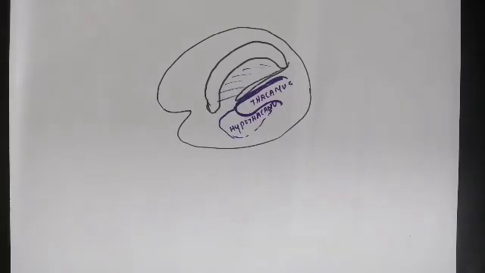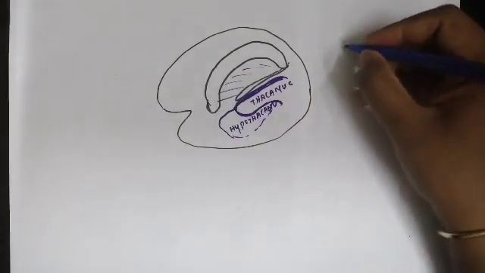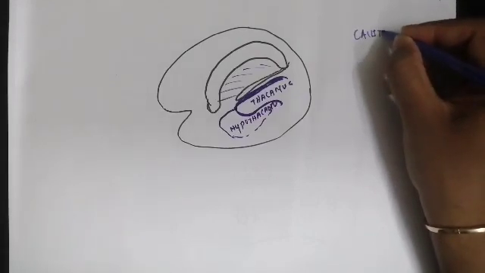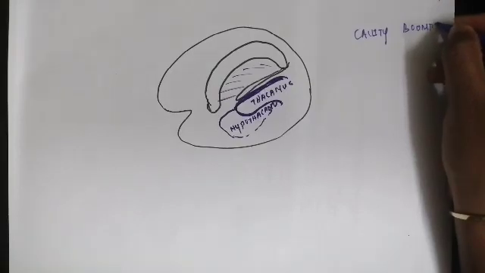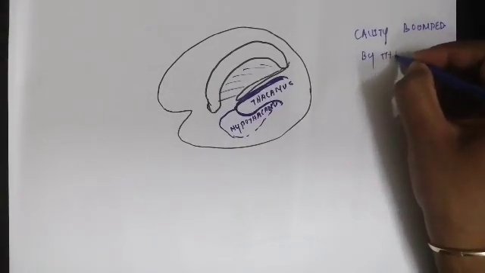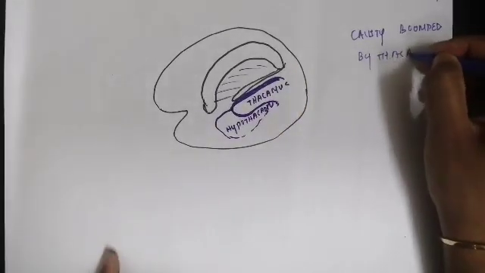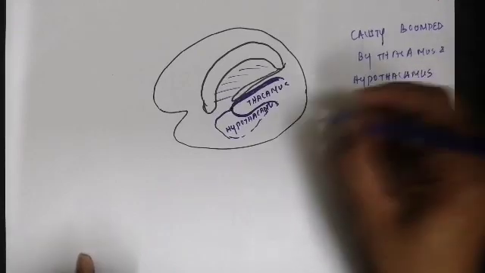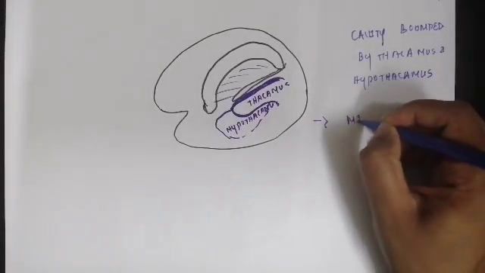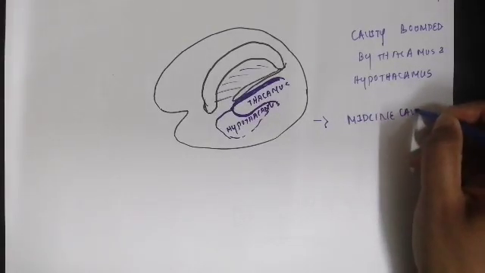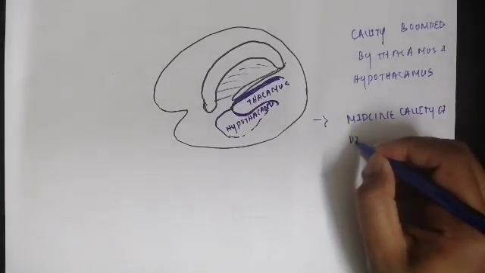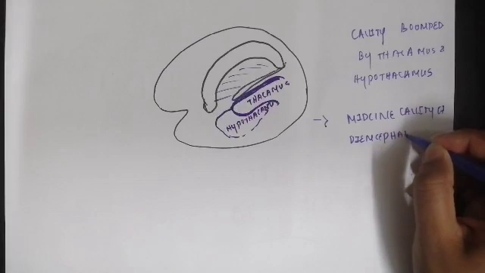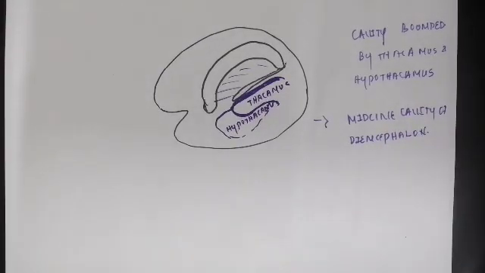So to say a few words about the third ventricle. What is this third ventricle? It is a cavity which is bounded by thalamus and hypothalamus. In other words, we can also say that it is a midline cavity of the diencephalon. So it is a median cleft between the two thalami. This third ventricle, being a cavity, is filled with cerebrospinal fluid.